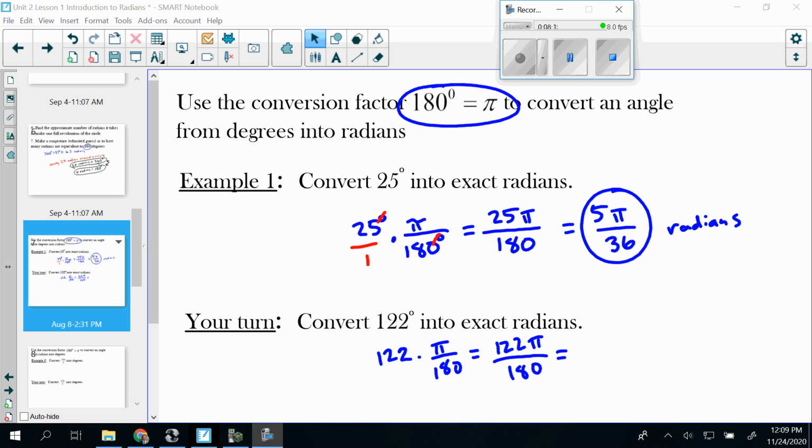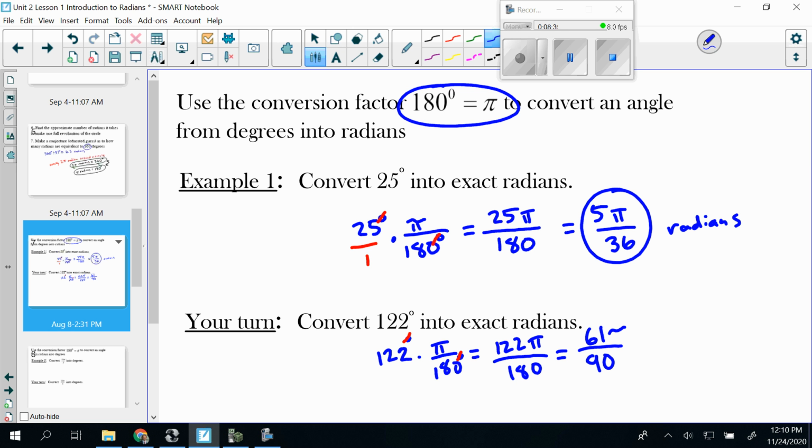All right, let's see what you got here. So you'd want to take 122 and multiply by our conversion here again of pi over 180, and what that's going to do is eliminate our degrees here. So now we're in radians. And the last thing would just be to simplify that. I think 2 is the only number that would go into both of those. So 2 goes into 180 90 times, goes into 122 61 times. 61's a prime number there, so that would be the exact amount of radians that this would convert to.